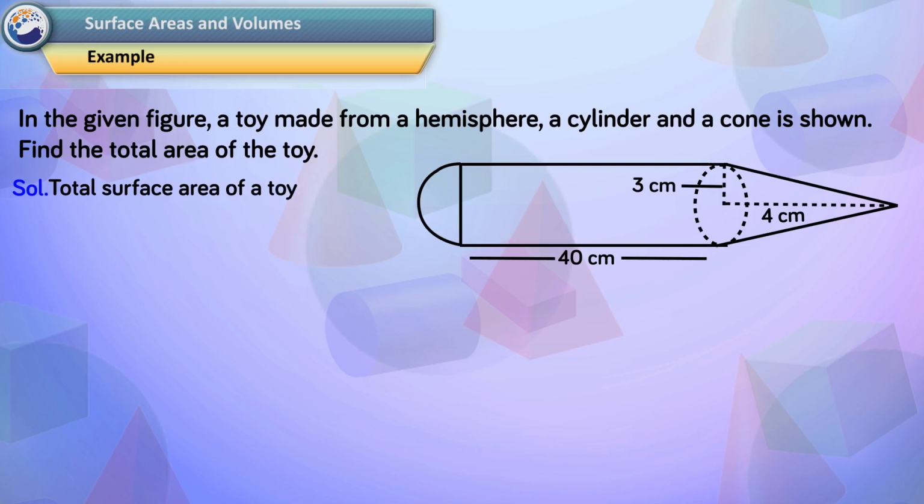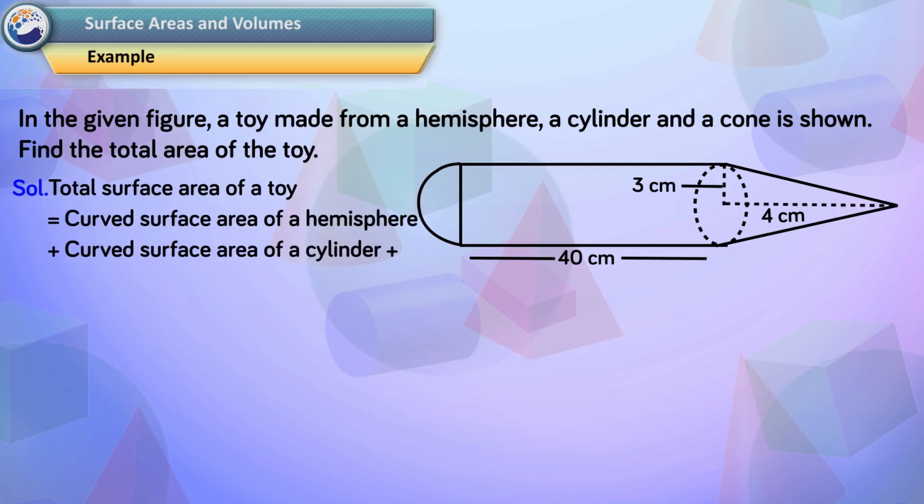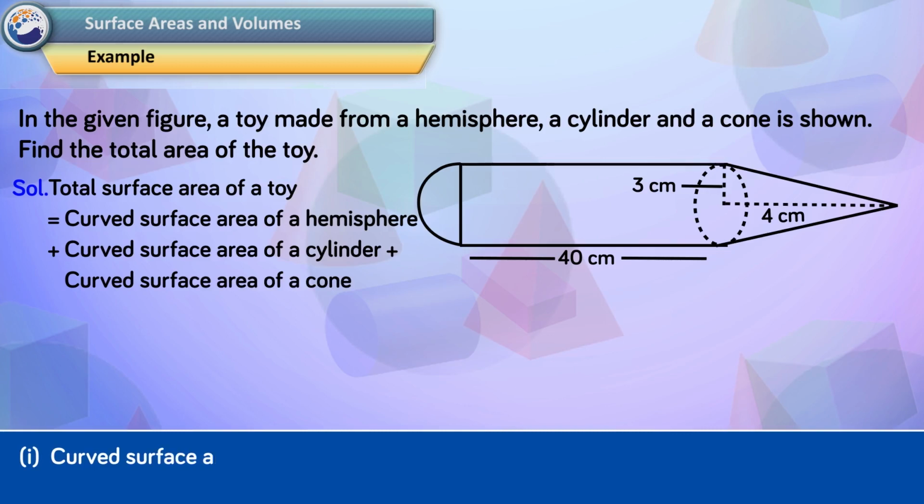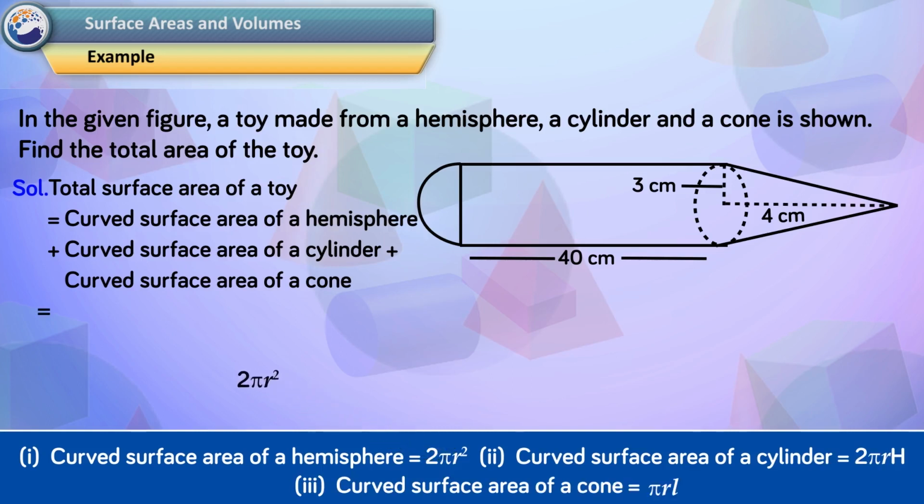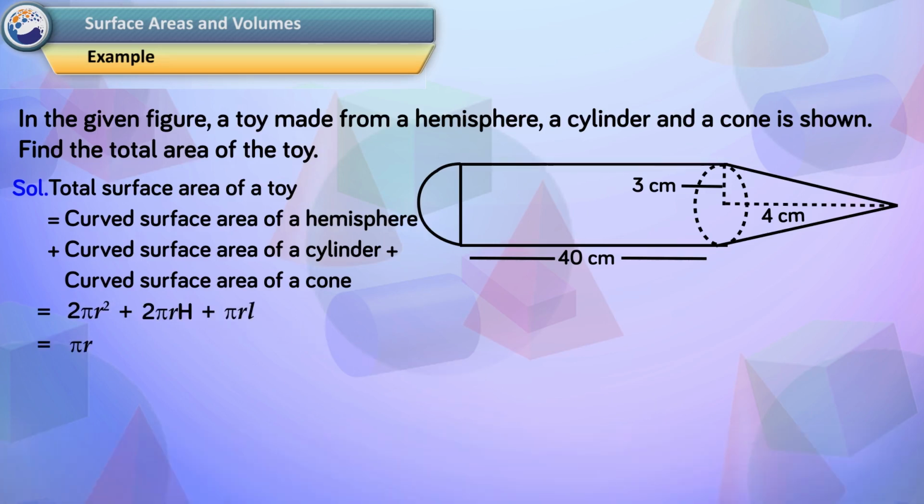Total surface area of the toy is equal to the curved surface area of the hemisphere plus the curved surface area of the cylinder plus the curved surface area of the cone. But the curved surface area of a hemisphere is 2 pi r square. Curved surface area of a cylinder is 2 pi r h. Curved surface area of a cone is pi r l.